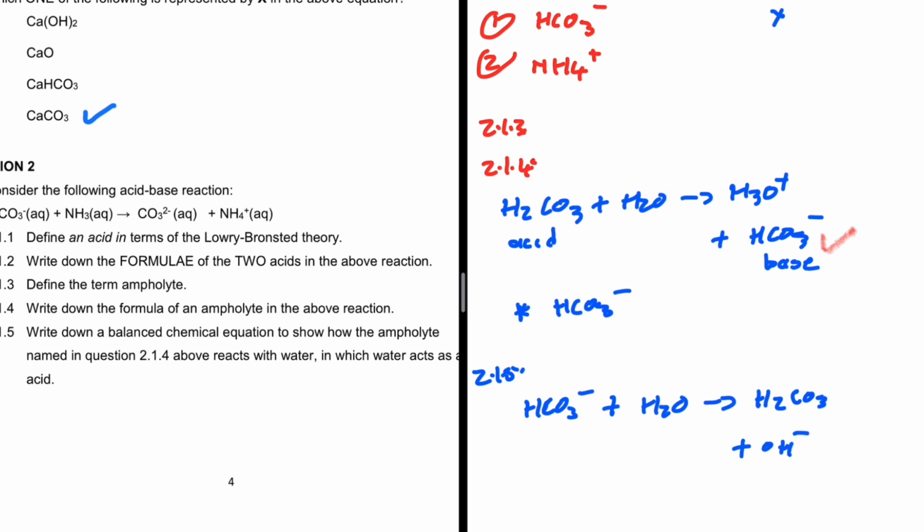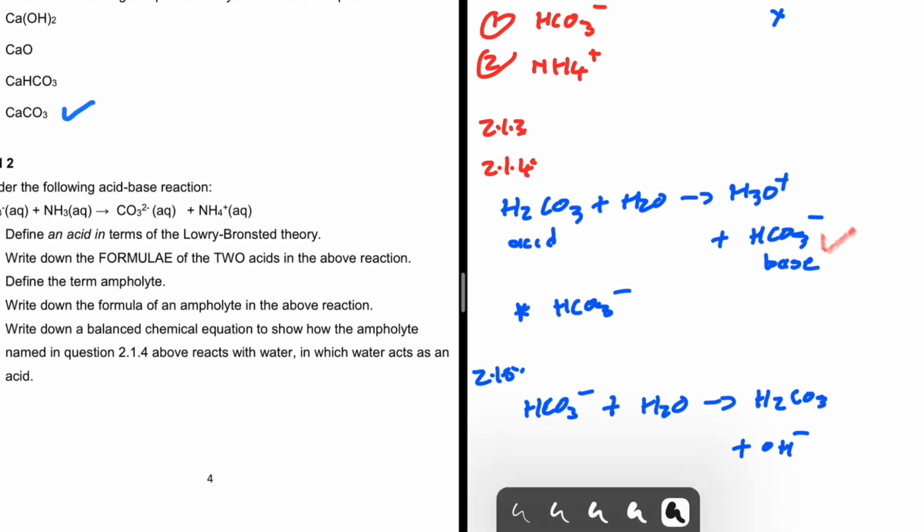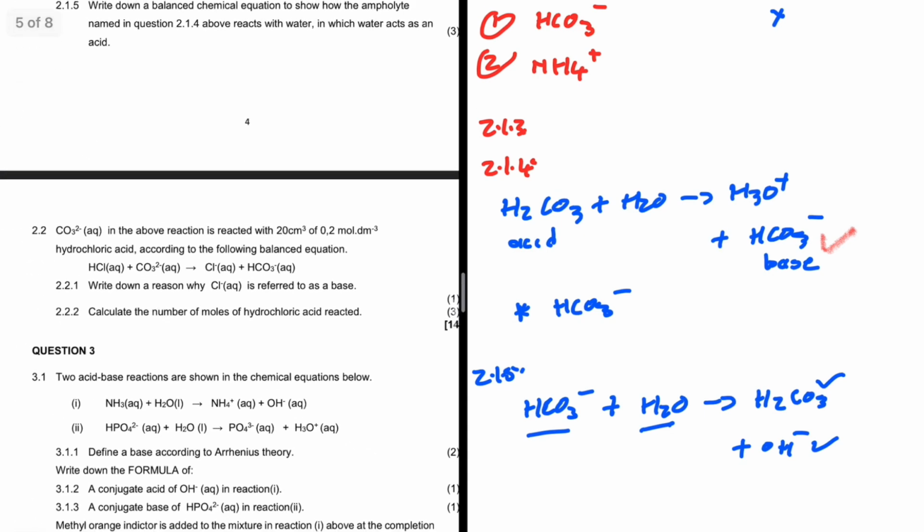Write down a balanced equation to show how the ampholyte named in question 2.1.5 above reacts with water, in which water acts as an acid. If water acts as an acid, it should donate a proton, and HCO3 minus should accept. When HCO3 minus accepts, it becomes H2CO3. Okay, that is well. And then if H2O donates a proton, it acts as an acid, then it will become OH minus. That is also perfectly fine. So that is the answer to 2.1.5. Okay, let's move to 2.2 and hear the stories.